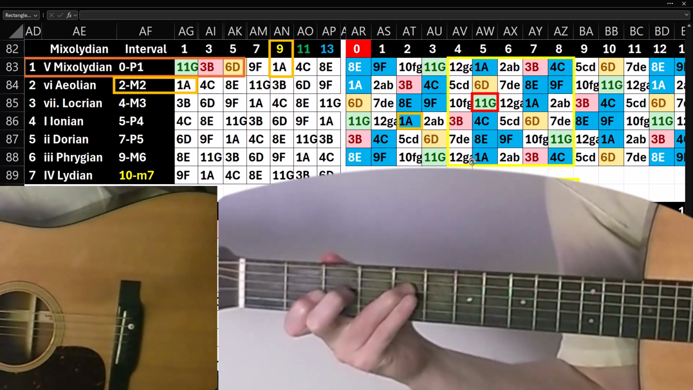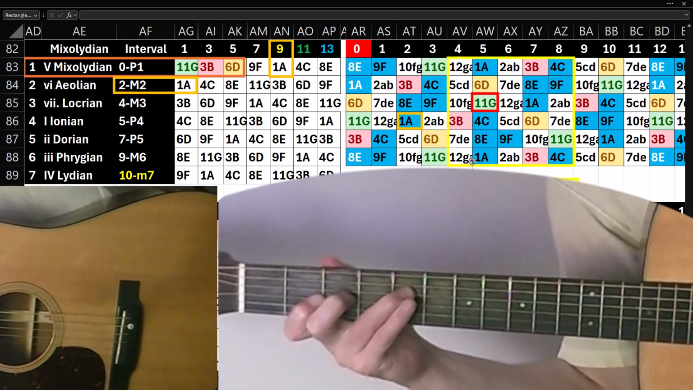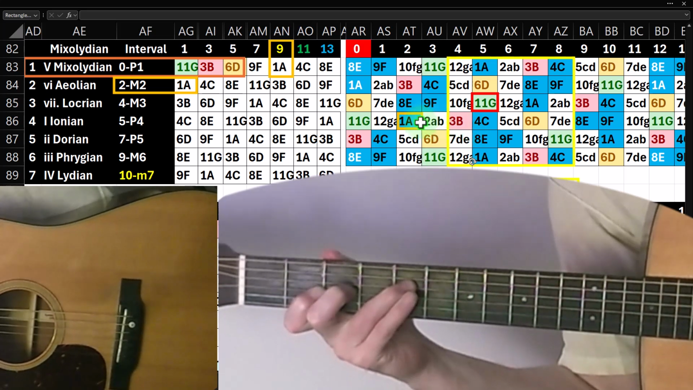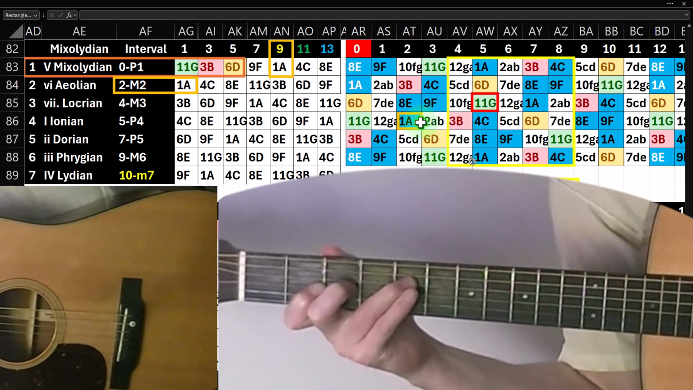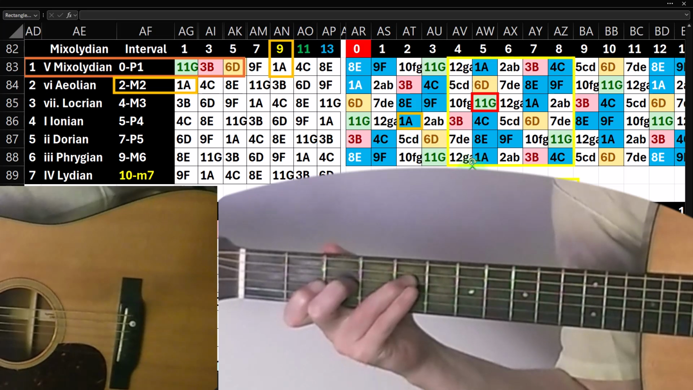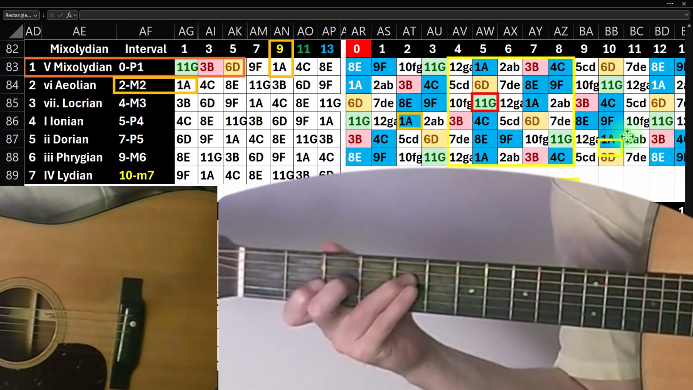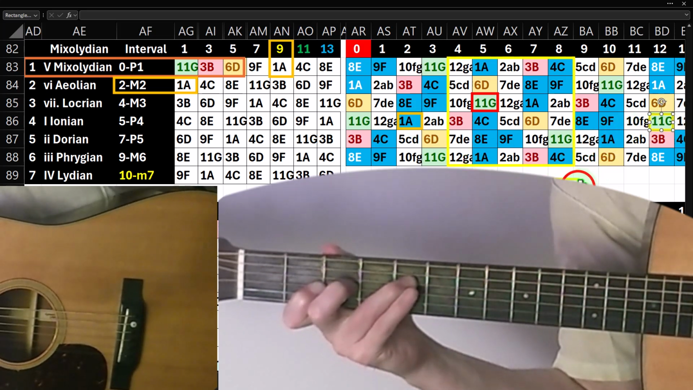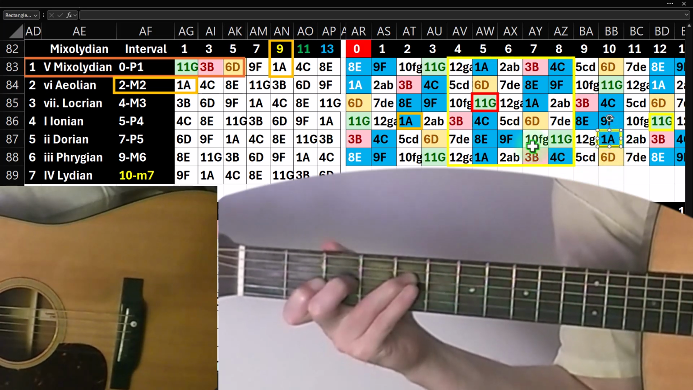So if I go down a string, the 2-note away major second will always be 1, 2, 3 frets back. It's going to be 3 frets back unless I cross the fault line, which is going to happen over here, in which case it's only going to be 2 frets back.